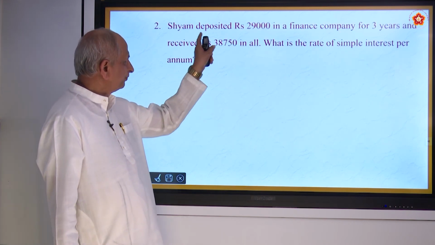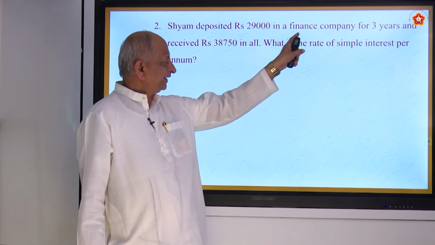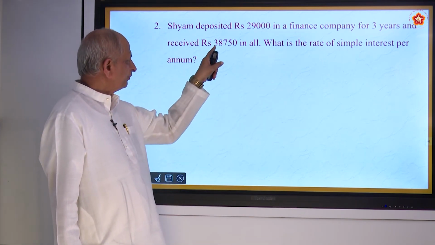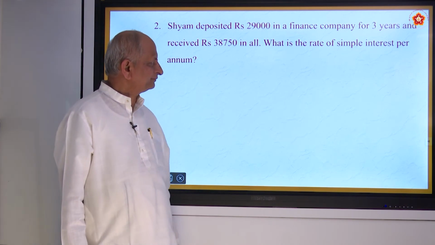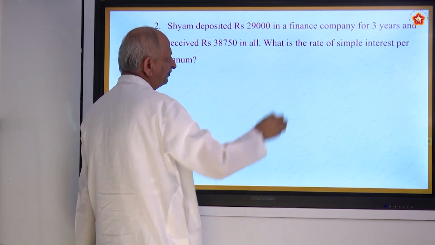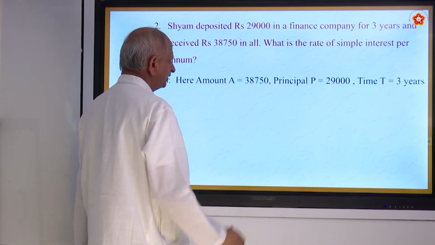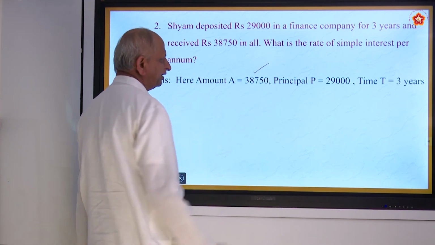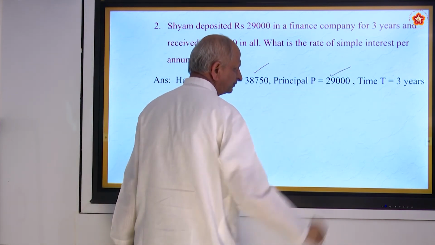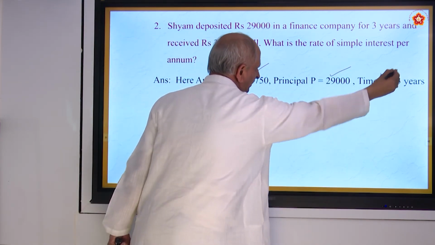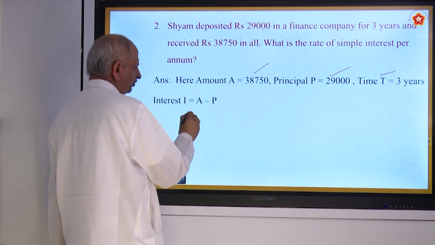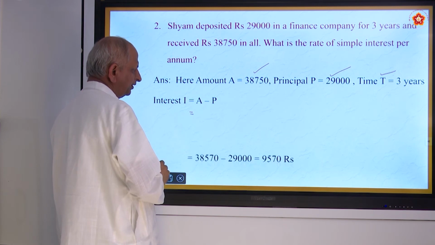Shyam deposited rupees 29,000 at a finance company for 3 years and received rupees 38,750. So this will be the amount. What is the rate of simple interest per annum? Your amount is 38,750. Principal is 29,000. Time is 3 years. So what is the interest you get? Interest is equal to A minus P.